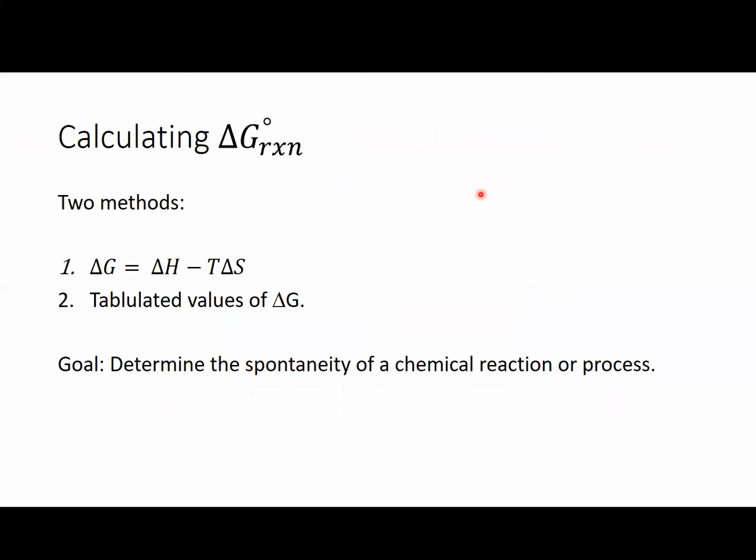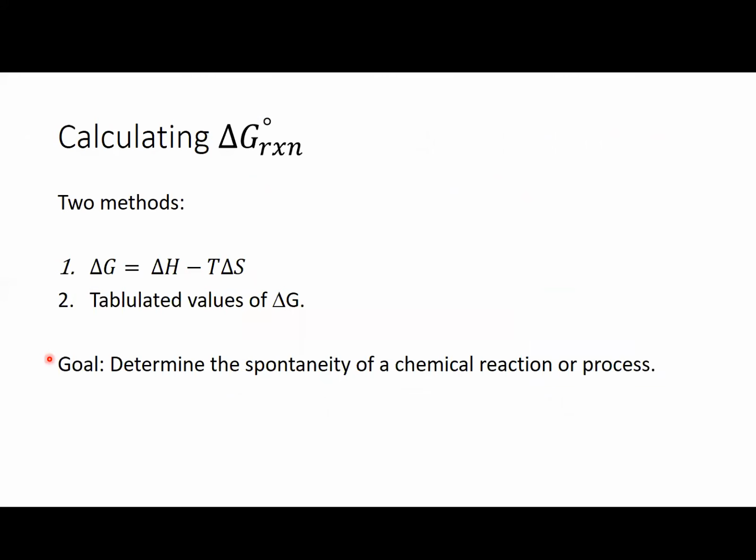So if we can do that for entropy, we can also do that for delta G. There are two ways that we can do this for delta G. I'm going to show you both ways with the same reaction. One is using delta G equals delta H minus T delta S. And the other is to use a table of values for delta G, which might be easier, might not, depending on the information that you're given.